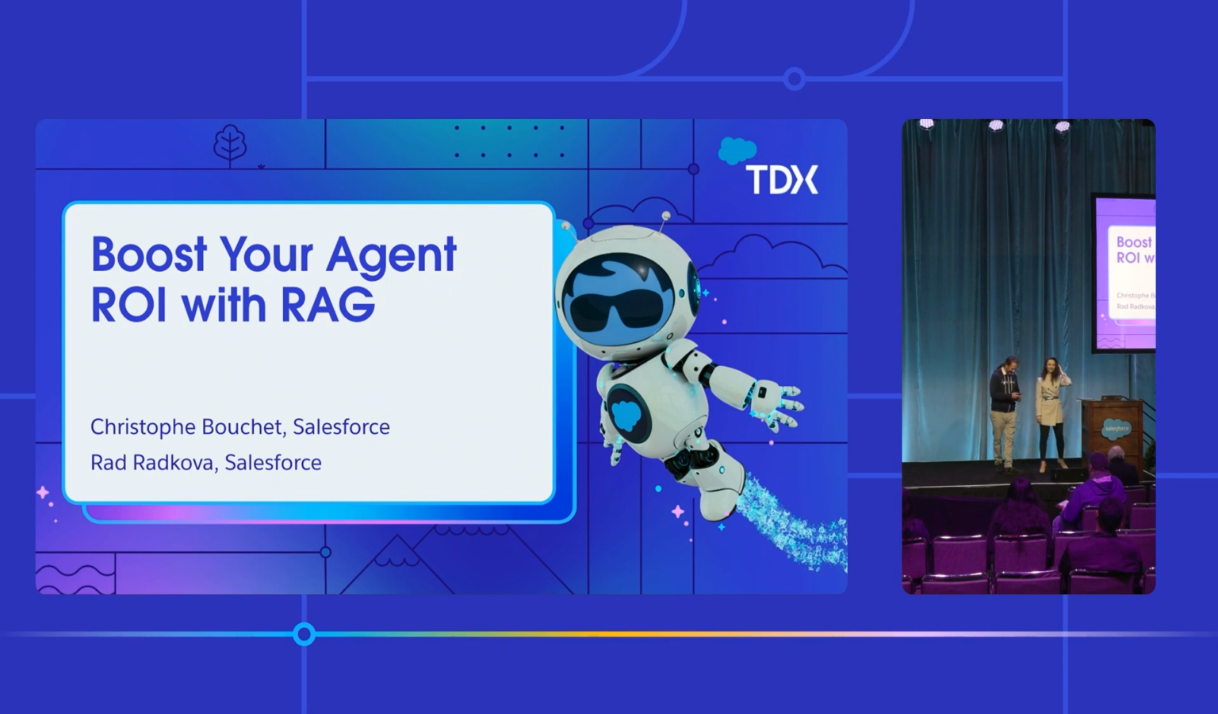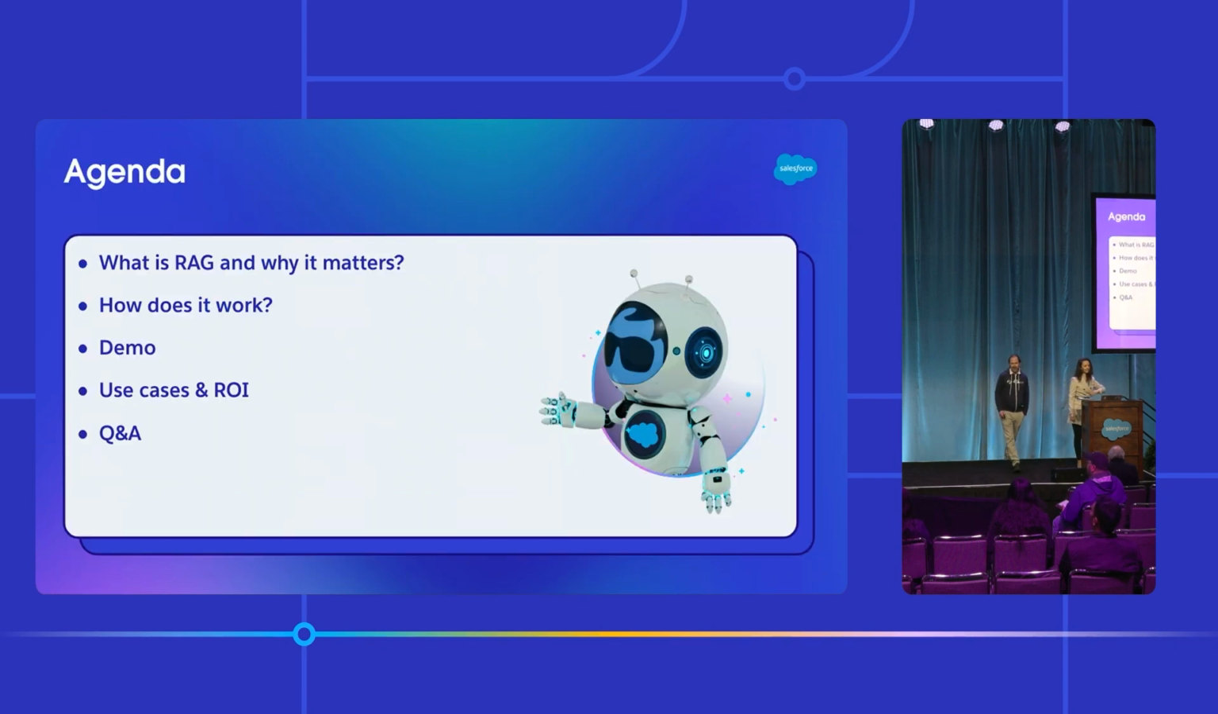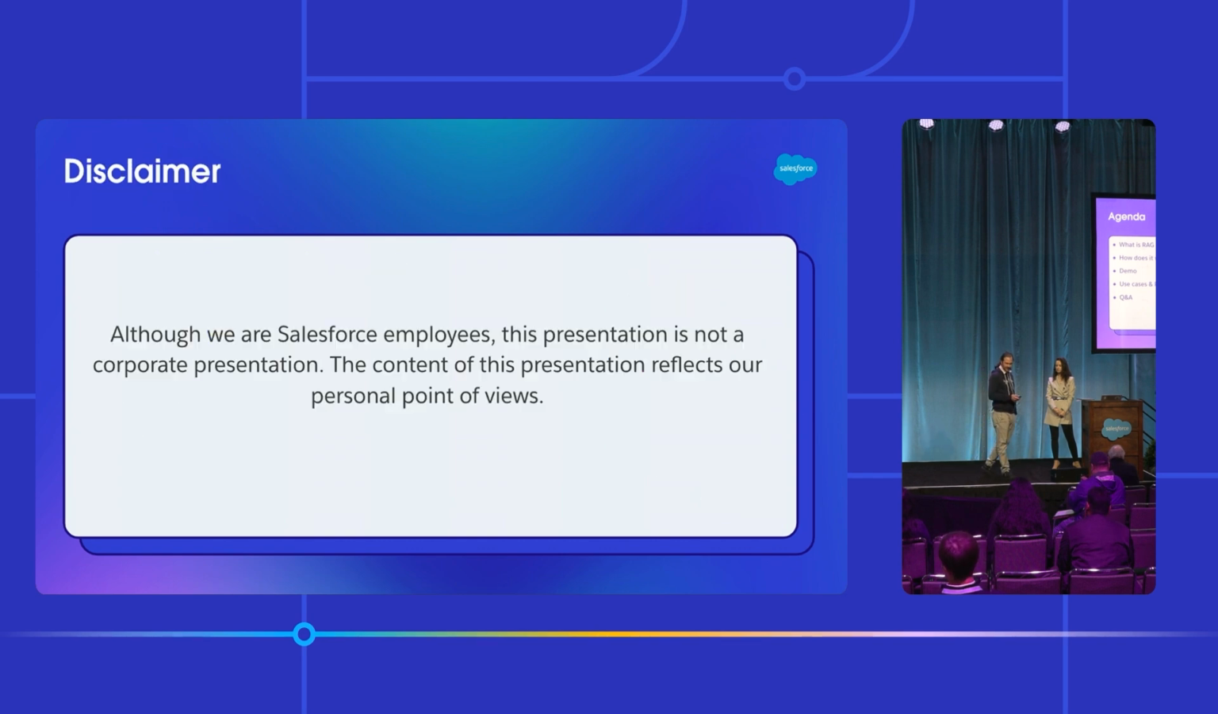All right, so today we are going to present what RAG is, why it matters in an organization, and how it works. We'll do a little demo. We'll discuss a couple of use cases and talk a little bit about the ROI. And if we have time, we'll go through some Q&A. If we don't have time, you can reach us after this session. You can come talk to us and we'll discuss.